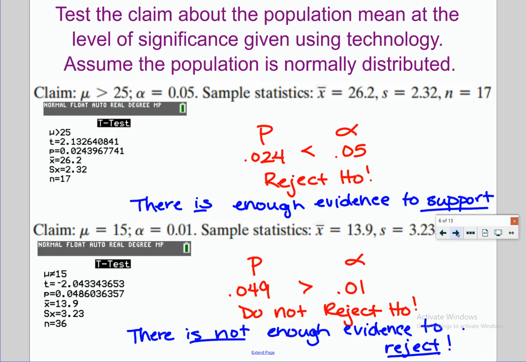Okay. That's what I got for these. You can see what my calculator output looks like.